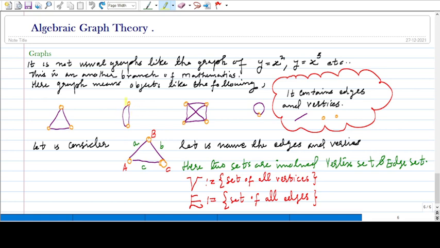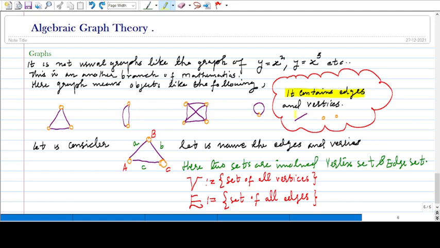And you also have another object like this, and another object. These kinds of objects are going to be called graphs. So what is the peculiarity of these pictures? They contain edges and vertices, right? The violet colored ones are the edges and the orange colored circles are vertices.